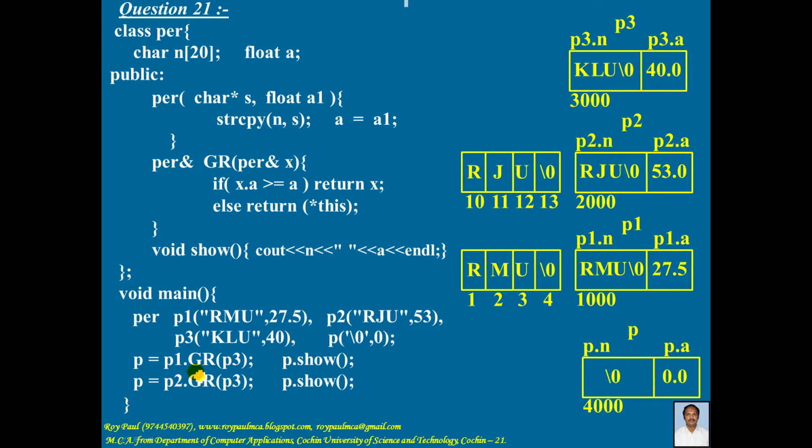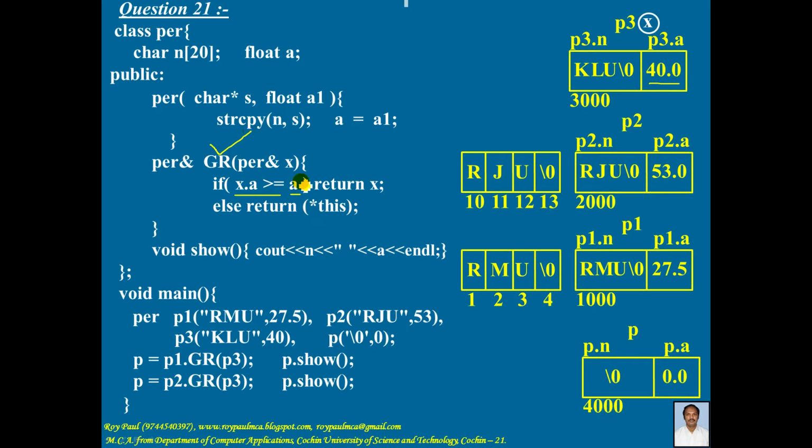Anyway, from here, finally the control comes here and P3 is passed to X. Because of this ampersand sign, X is a reference variable. So X is another name for P3. So this P3 gets one more name, that is X. Now after that, what is x dot a? It is 40. What is a?